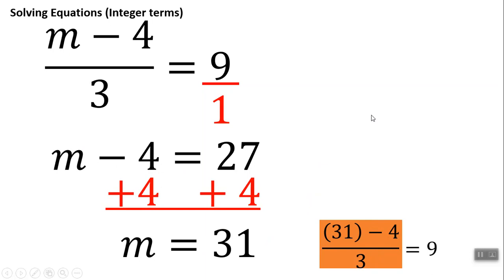Now, I've got a video that covers this a little more thoroughly. This is just a unit review, but you can go ahead and find a video on this that goes through it more, or check in with your teacher.